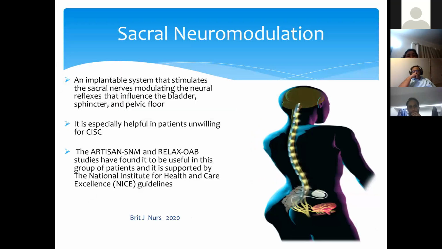So this is not my cup of tea. My colleagues, I'm sure Dr. Hamad and Dr. Farhat Abbas and a few others are doing this sacral neuromodulation implantable system that only these guys can do, that stimulates the sacral nerve, modulating the neural reflex. Sounds very good. In the long term, I'm not sure, but especially helpful in patients who are unwilling to practice CISC, or with other modalities of treatment.